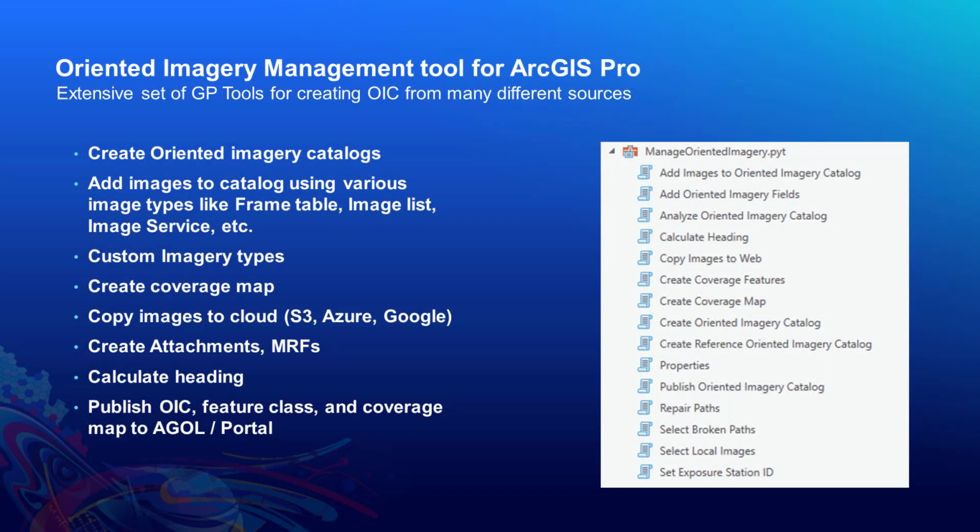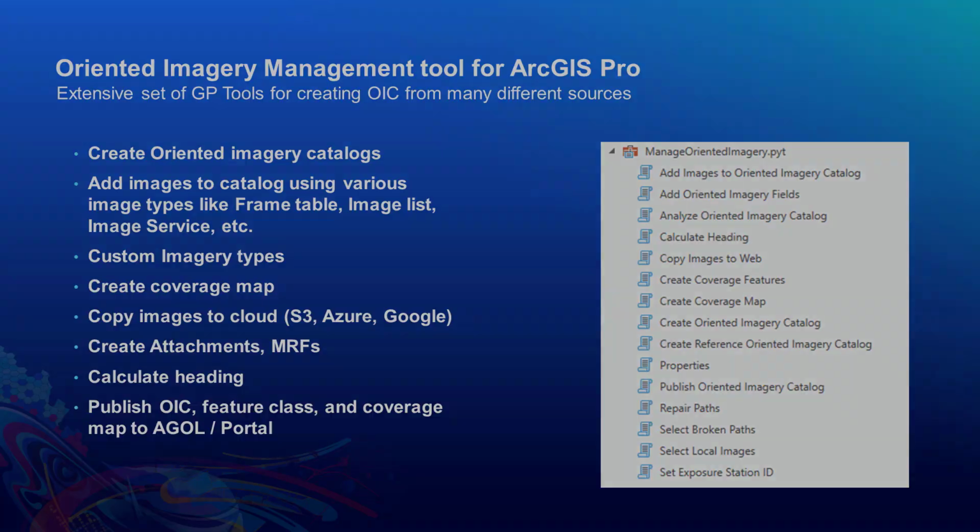Using the Oriented Imagery management tools for ArcGIS Pro, you can create Oriented Imagery catalogs and add images to catalogs using various image types like frame table, image list, or image services. You can also create custom imagery types or create coverage maps. You can also copy images to cloud like an S3 bucket. You can create attachments or convert your images to MRF and then upload to cloud. Lastly, you can publish the catalog on your portal or ArcGIS Online.